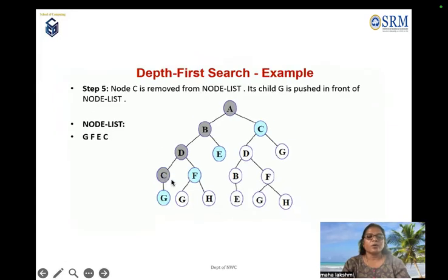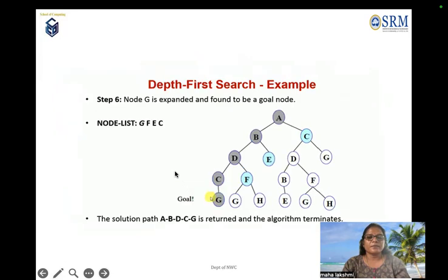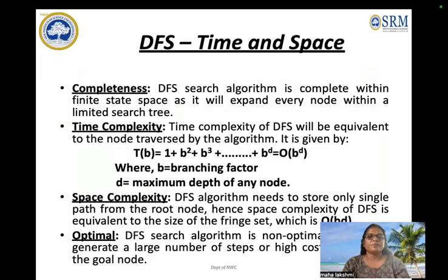Now we have to expand C, so C is removed from the node list. Its child G is pushed in front of the node list. Then G is expanded, and G is the goal state. If you verify, then you can stop the algorithm, and the path traversed to reach the goal state from the starting state A is A, B, D, C, G. So the corresponding path searched through DFS is A, B, D, C, G.